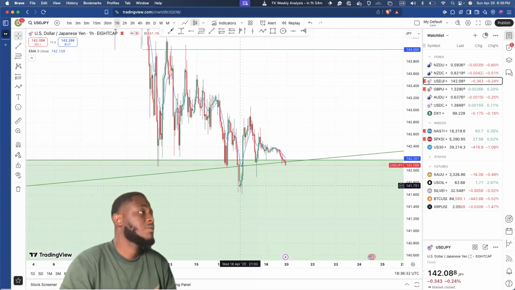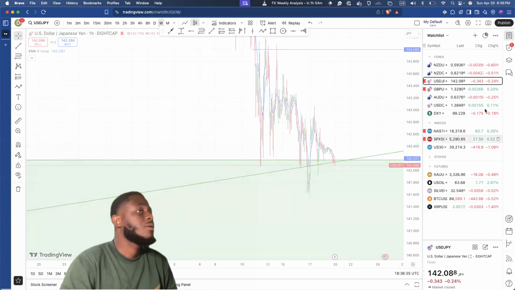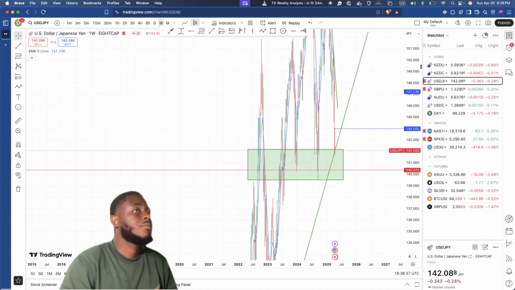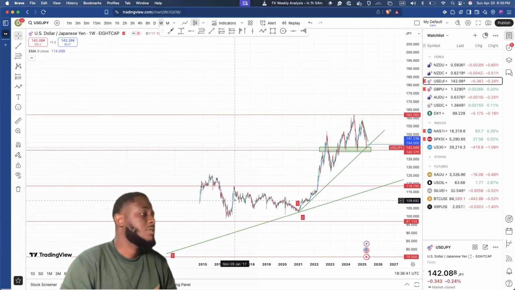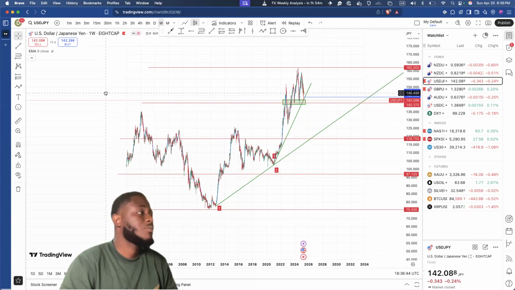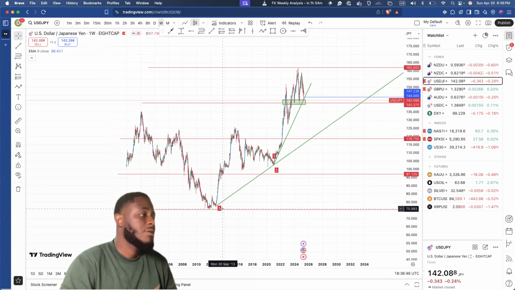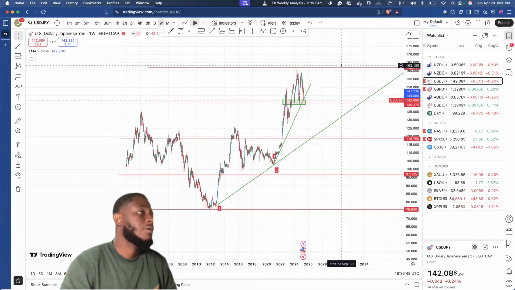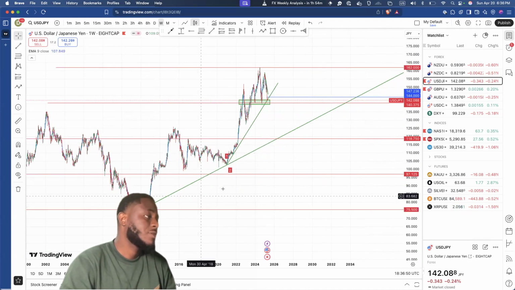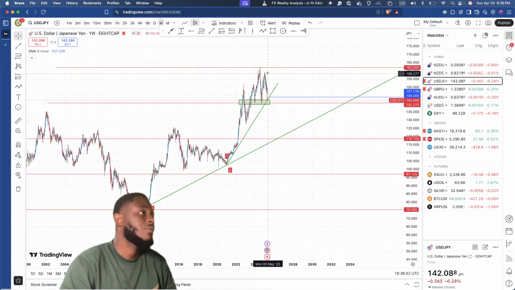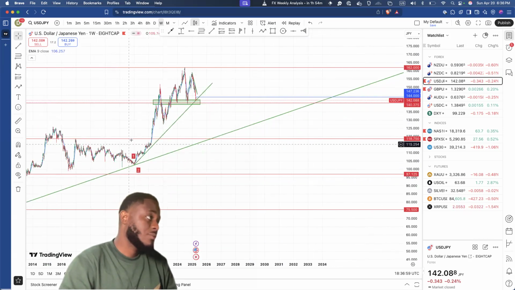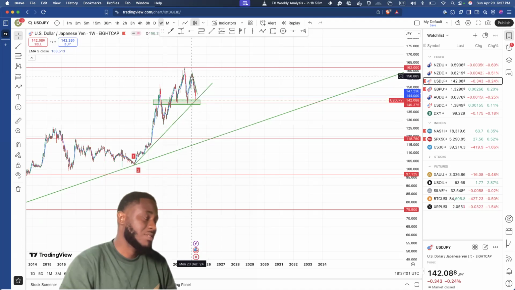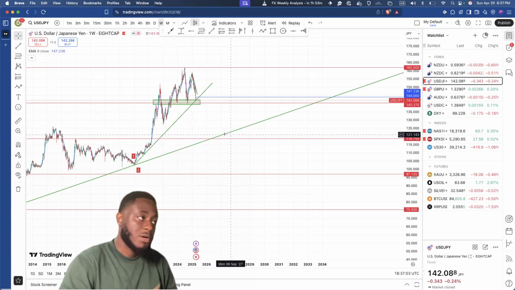USD JPY has also been on an uptrend, right? From here all the way. So you can see this is the first touch, second touch, and the market rallied all the way to the top. And it looks like the market wants to make a third touch, right? So you can see the current market price is trading far away from our original trend line.